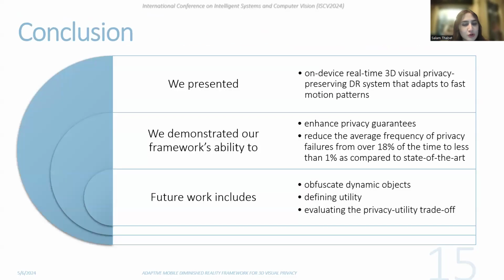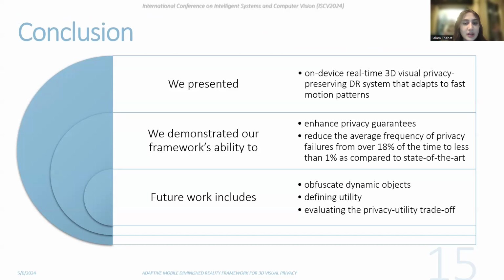So for our conclusion, we presented an on-device real-time 3D visual privacy preserving AR system that adapts to fast motion patterns through an adaptive algorithm. We demonstrated our framework's ability to enhance privacy guarantees and reduce the average frequency of privacy failures from over 18% of the time to less than 1% of the time as compared to state-of-the-art.